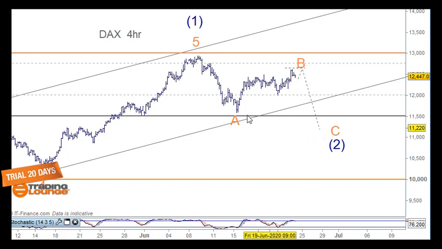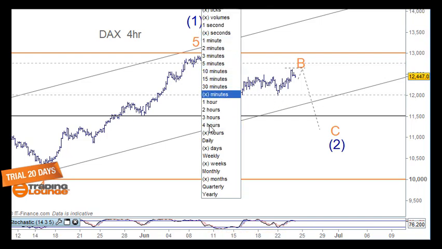Is it possible for this to be the corrective move and then have this as 1 and 2 here and then move up for 3? Possibly, but we'll need to see more of an impulse wave coming through here and also a little bit higher. So we'll stay on the cautious side and just look for 5 waves in this structure, as we are doing with the S&P 500 as well.